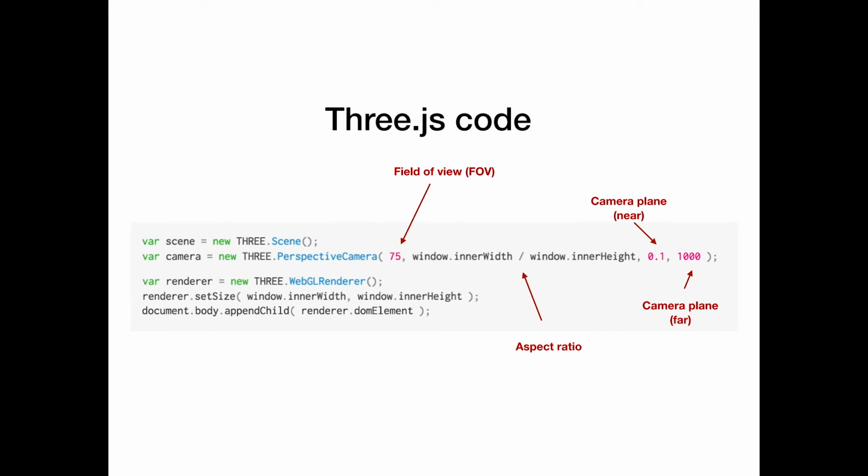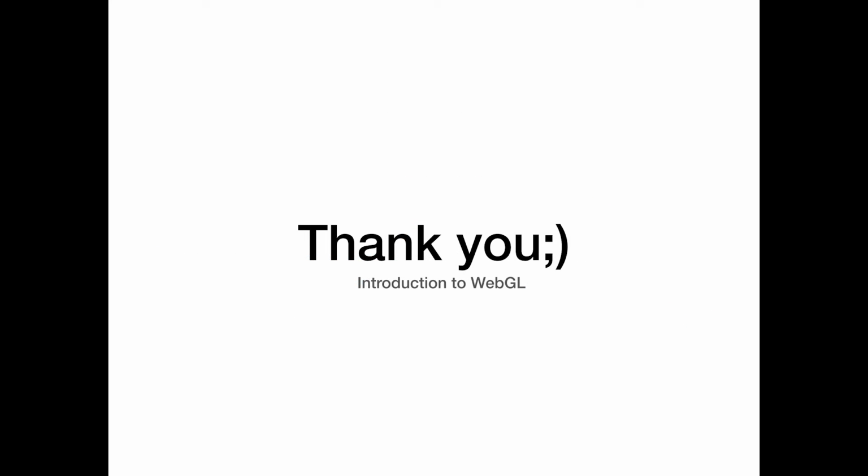In the last line, we append our result in canvas, which is the renderer.domElement, to the document body. If we render it now, we'll see an empty canvas. In the next lessons, I'll explain how to add 3D objects to the scene, set up the camera, materials, and lighting.